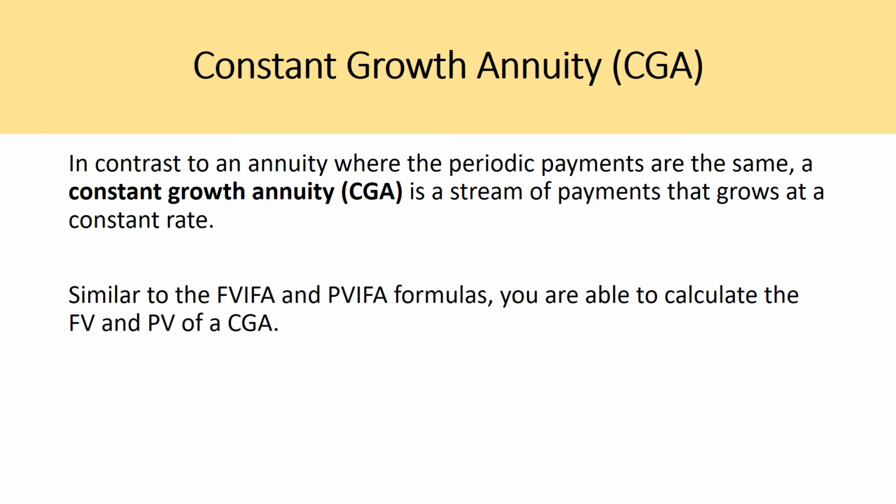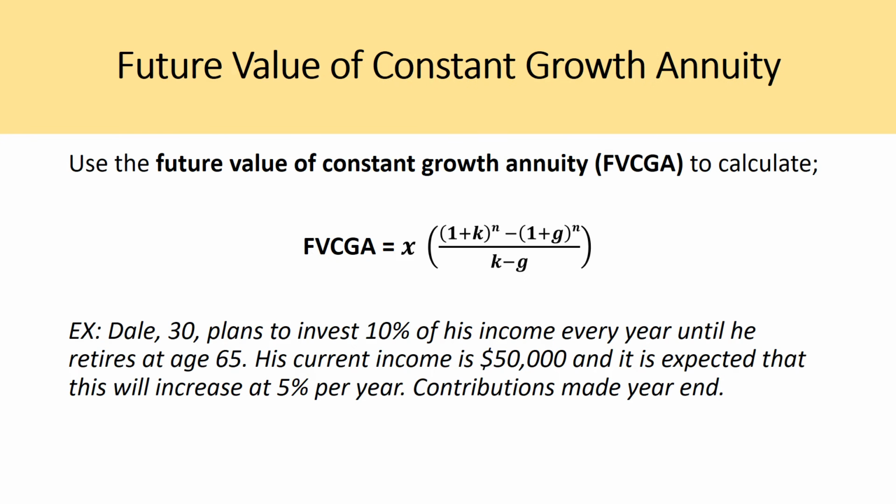Okay, then you know the growth rate and you know the initial annuity. Now we can use those formulas to calculate the future and present value depending upon the number of periods and the interest rate. So to get the future value, you use the future value of a constant growth annuity, the FVCGA. X is our initial annuity payment. Then we multiply it by 1 plus K raised to the power of N minus 1 plus G raised to the power of N, all divided by K minus G.